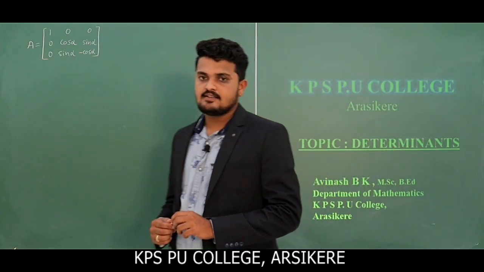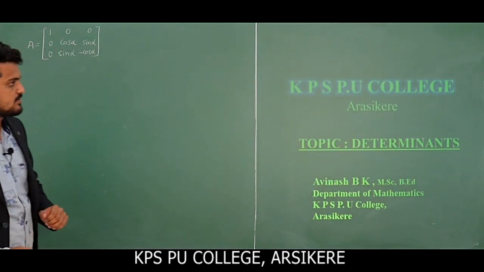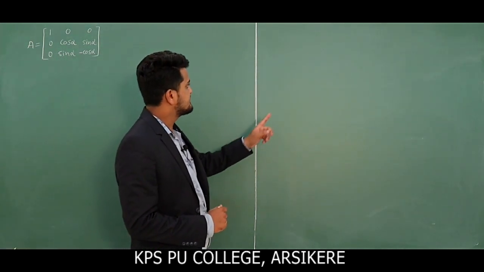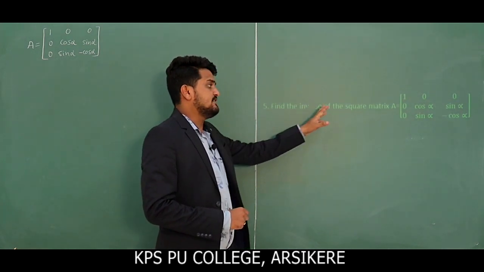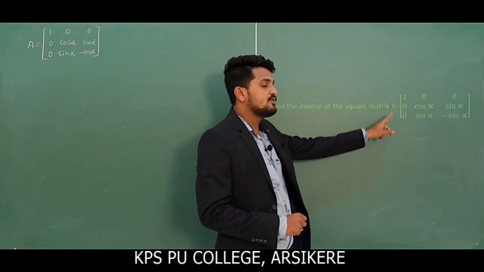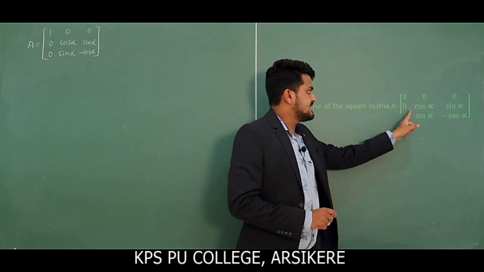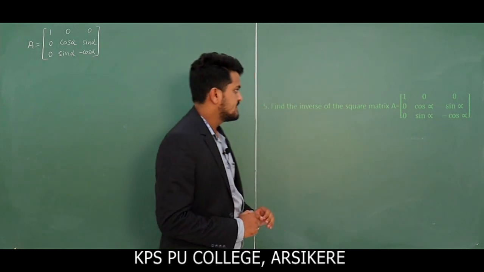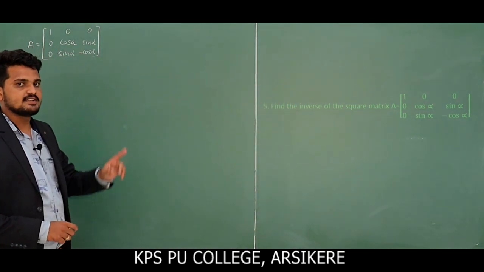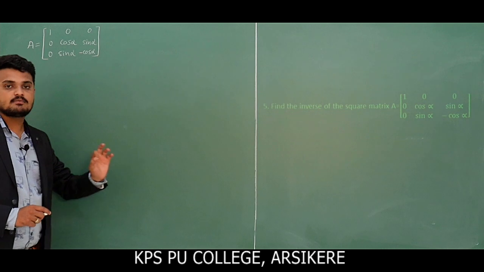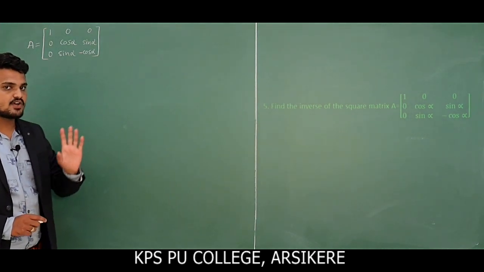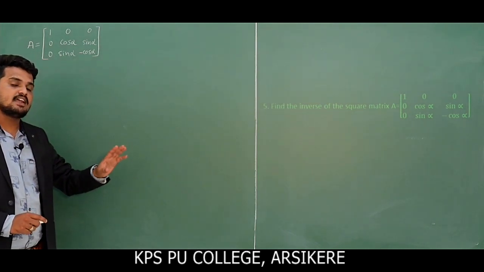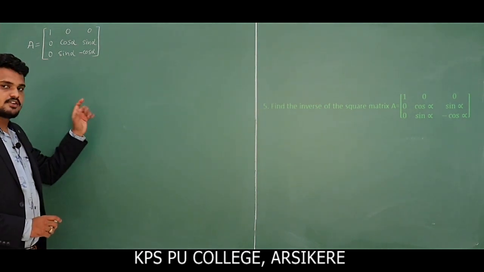In today's session we will discuss the remaining problems. In that, the first one: find the inverse of the square matrix A equal to [1 0 0; 0 cos alpha sin alpha; 0 sin alpha minus cos alpha]. You know that formula, how to find the inverse. A inverse is equal to 1 divided by determinant of A into adjoint A. So first we have to find the determinant of A value as well as the adjoint A value.